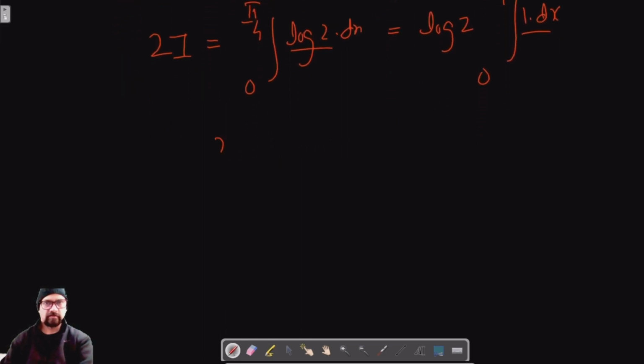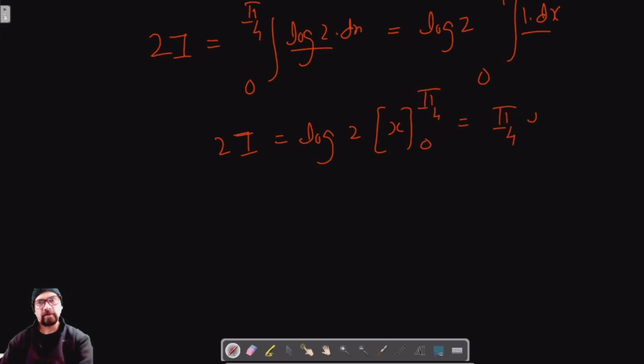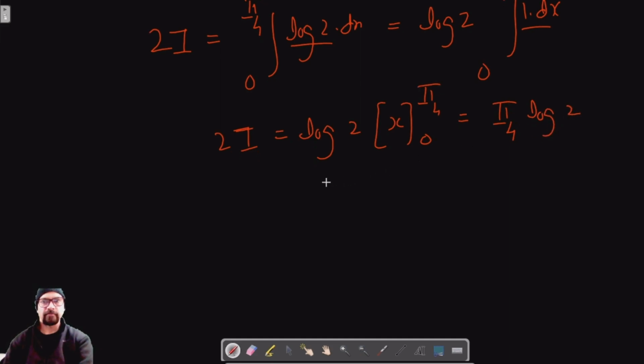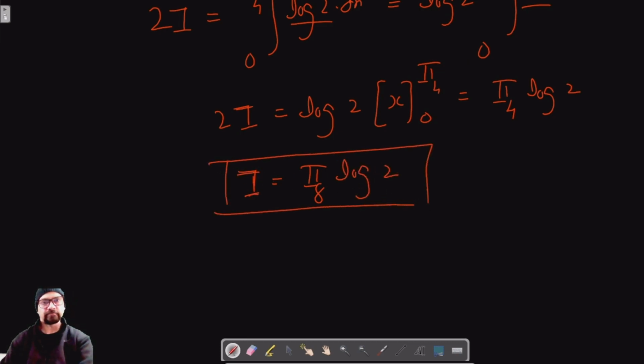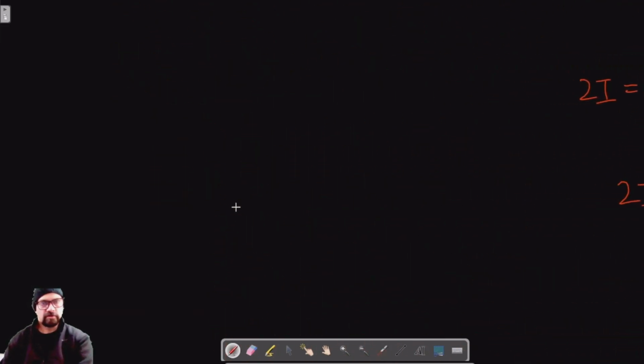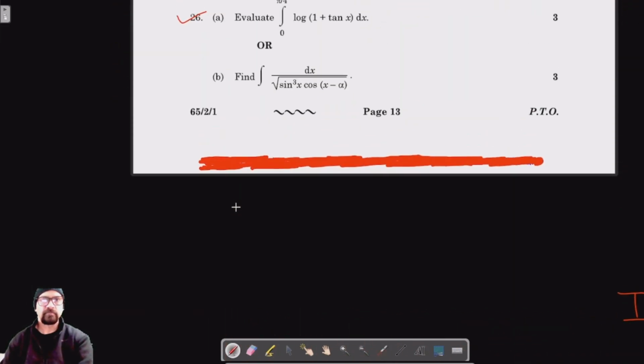Log 2 is constant, so this is out, and now we have the integral from 0 to pi by 4 of 1 into dx. Integration of 1 is x, so 2I is equal to log 2 times x for the limits 0 to pi by 4, which is pi by 4 into log 2. And finally, I is equal to pi by 8 into log 4. So this is our answer. Let's move on to the second part.